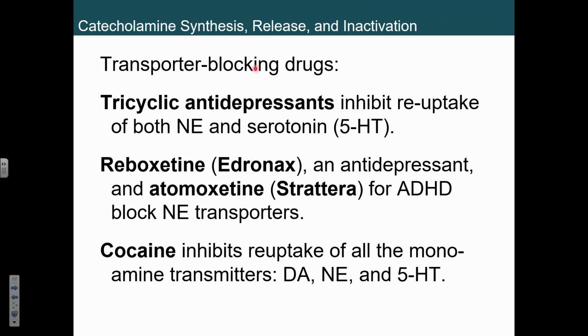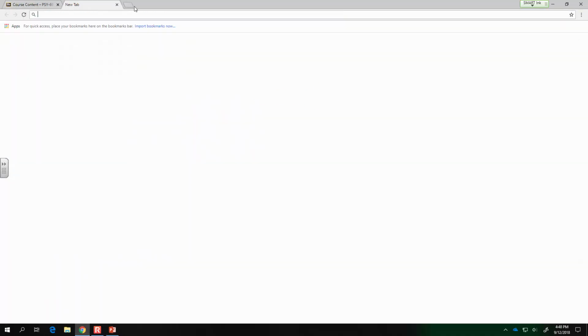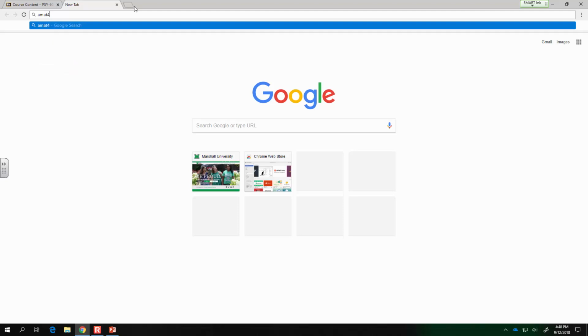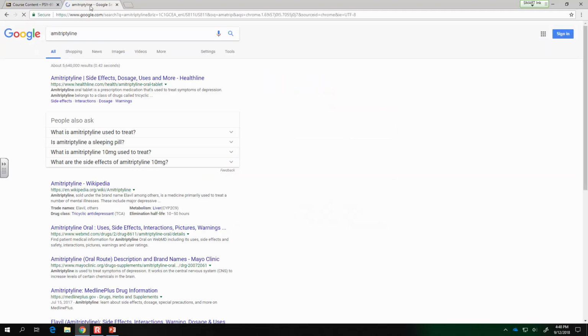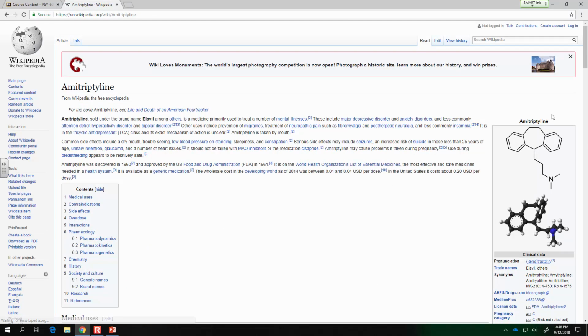So, amitriptyline, is that one of those? I'm not sure if amitriptyline's tricyclic or not. And I definitely can't spell it. Let's see what we've got. Yep, it is a tricyclic. Hopefully we got a picture. See how it's 3 circles? That's how you know.